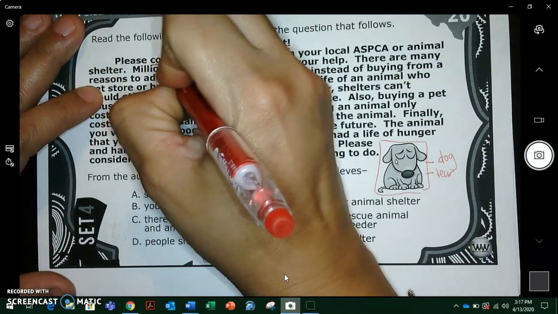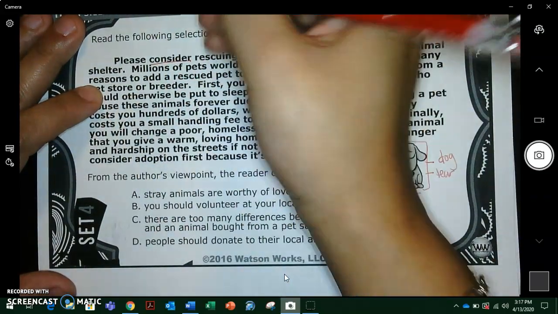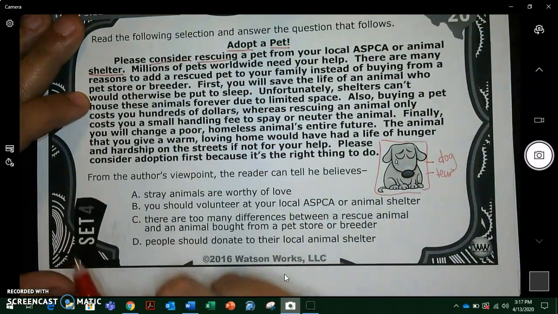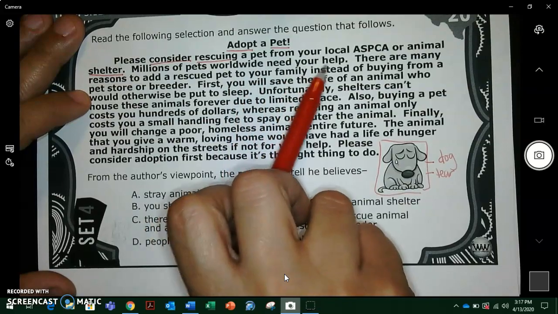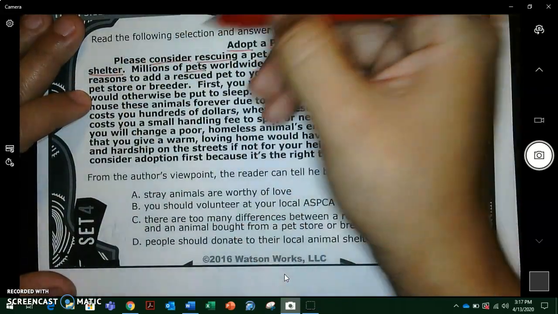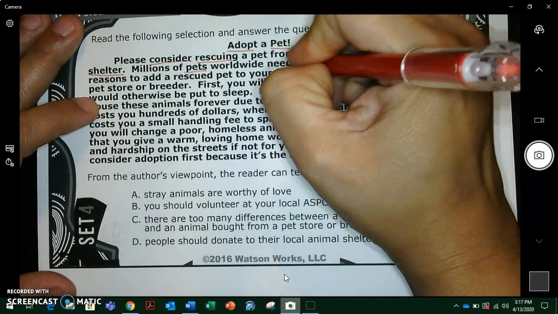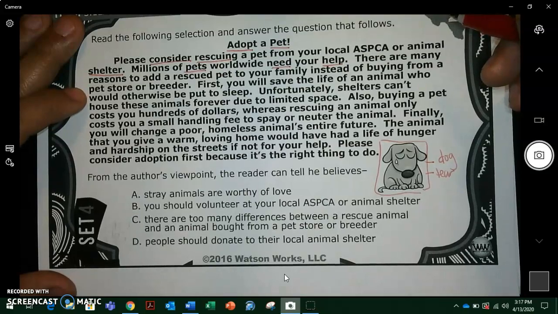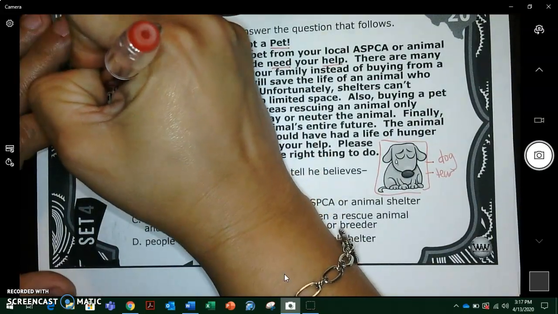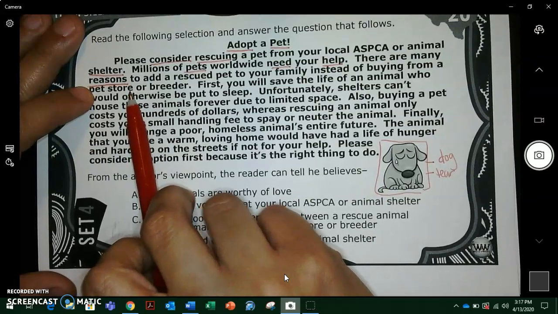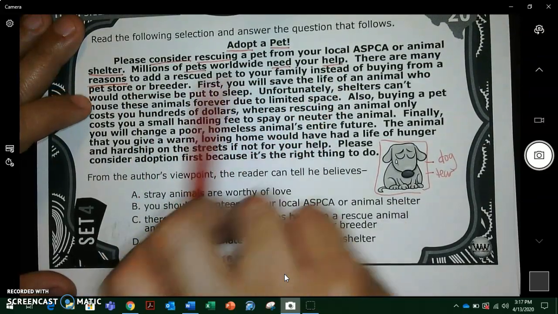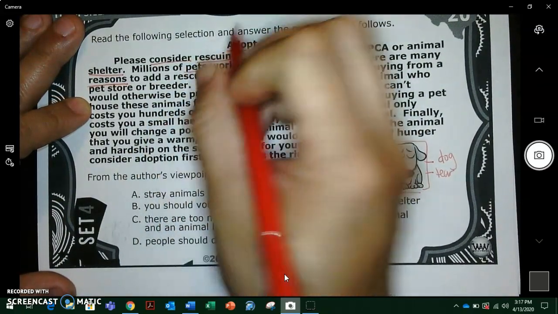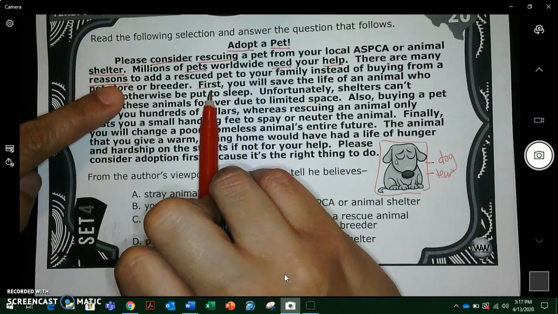Oh, look what it's asking you to do. To consider rescuing a pet from a shelter. Millions of pets worldwide need your help. Oh, that's why they want me to rescue, because pets need help. There are many reasons to add a rescued pet to your family. Oh, what are they about to give us? You said it, reasons. To add rescued pets to your family instead of buying from a pet store or breeder. First, what is it going to start doing? Numbering my, you guessed it, reasons.